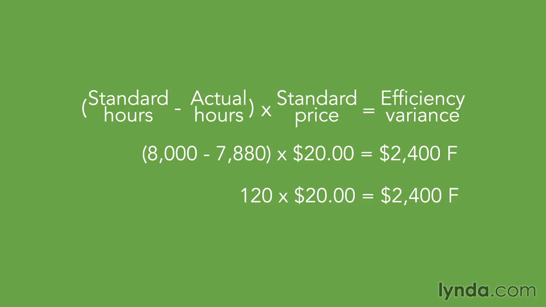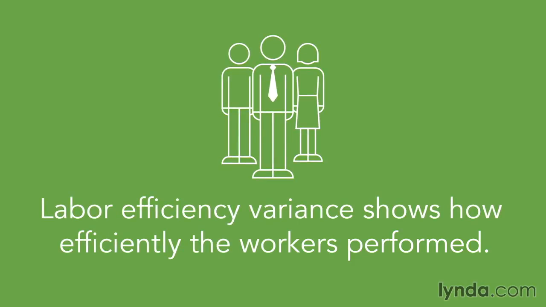The manufacturing division used 120 fewer direct labor hours than the standard allowed for the actual production output, which resulted in a favorable efficiency variance of $2,400, or the 120 hours times $20 per hour. The labor efficiency variance shows how efficiently the workers performed, which is an important measure of the productivity of the department. This variance might be unfavorable for a variety of reasons, including poorly trained employees, poor quality materials that require extra processing time, old or faulty equipment, and improper supervision of employees. The labor efficiency variance is usually watched very closely by most organizations.